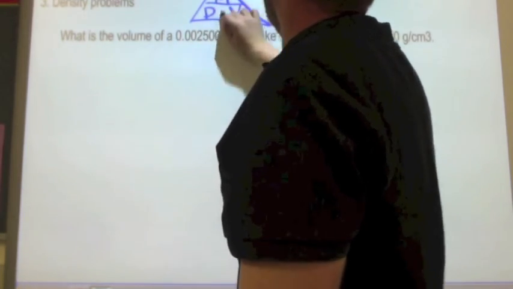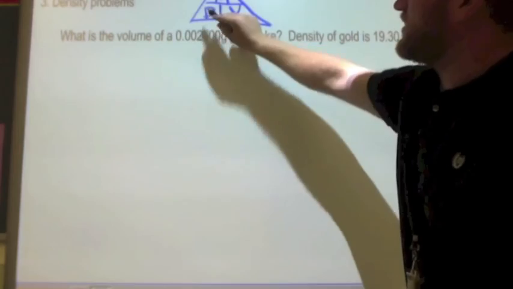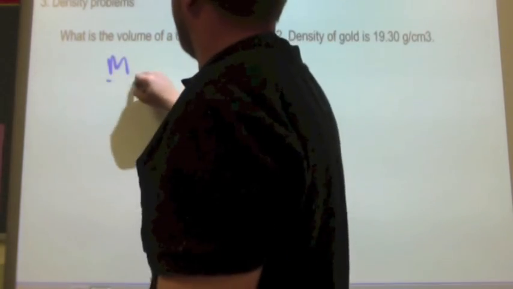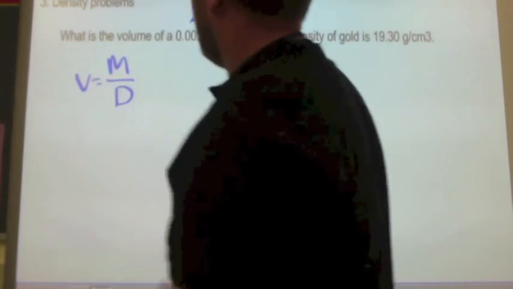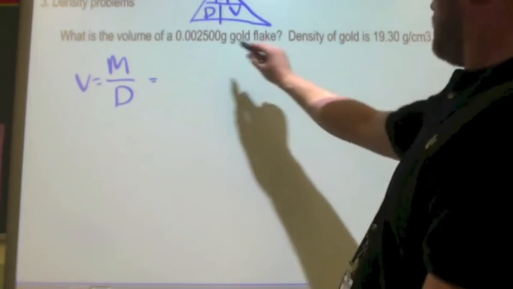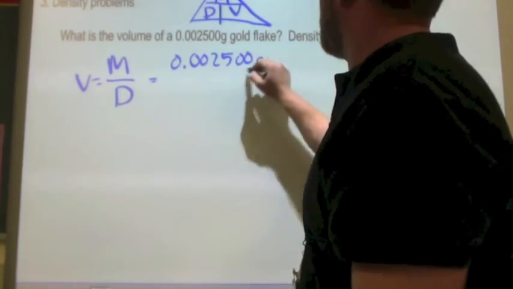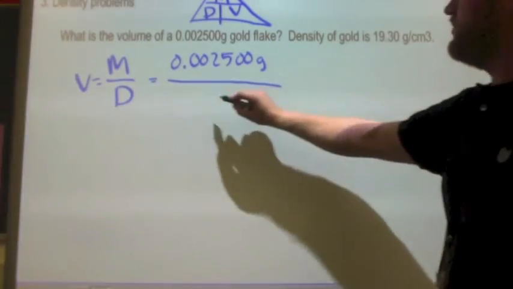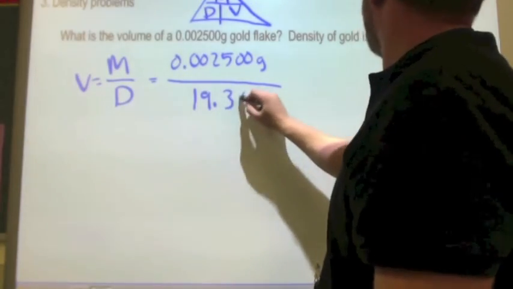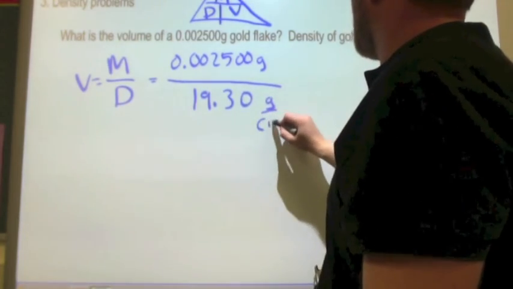DMV. Volume equals mass over density. Okay? Which equals 0.002500 grams divided by my density, which is 19.30 grams per centimeter cubed.